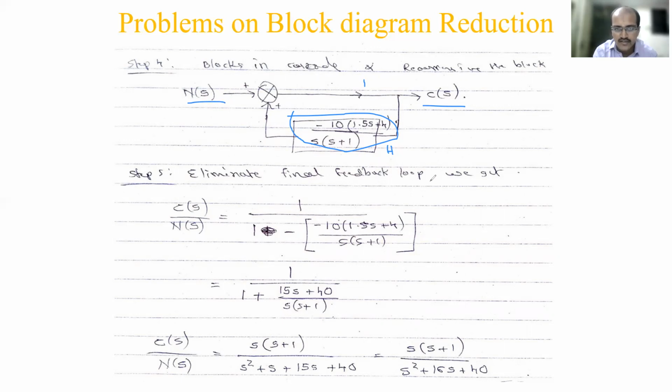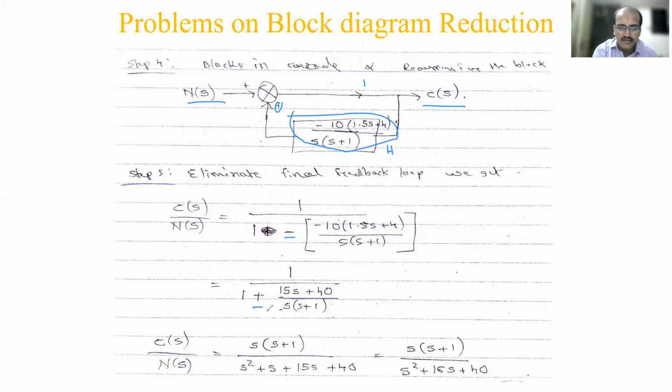So we'll eliminate this minor feedback loop. What we'll get is C(s)/N(s) equal to 1 over... See here, a plus sign is there, that's why here you will get minus. In the 7 problems I have solved so far, there was a minus, so I had taken plus. This one problem is completely different, so I told you it is an advanced one. Plus is there, so I've taken minus. So 1 minus of minus 10 into (1.5 s + 4) over s into (s + 1). When I multiply this minus with this one, it becomes plus in the next step. Then multiplying, 10 into 1.5 is 15, so 15 s, and 10 into 4 is 40, so (15 s + 40) by s into (s + 1).